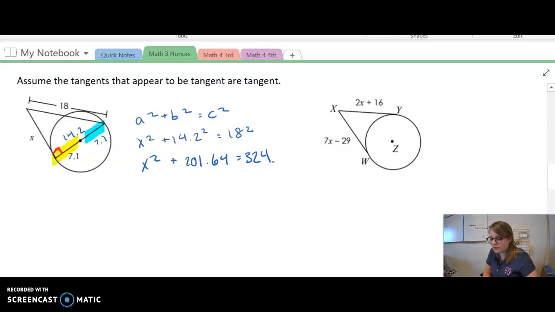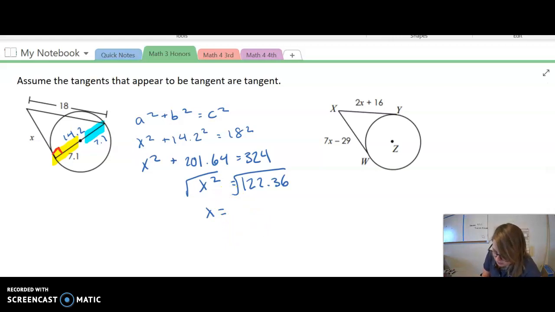So now we got to solve for x. So we're going to subtract the 201.64. So now we have x squared equals 122.36. And then solve for x by taking the square root of both sides. And the square root of 122.36 is 11.06. And we would never take the negative version of this because we can't have a negative length side. So we're going to have x stay as the positive 11.06. Alright, so let's move on to the next one.